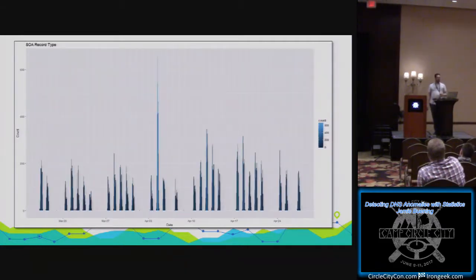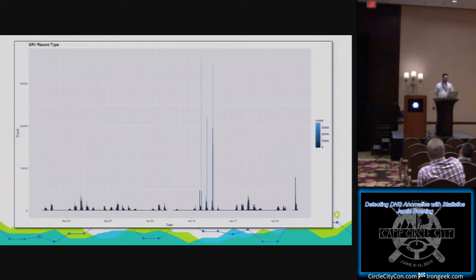Took individual plots of a couple of those just to see them a little better. The SOA record type here, we can see, yeah, definitely we've got something that's out of the ordinary on this day. We might want to look into it, see if it was just some sort of regular business cycle or if it was something odd going on. And then this is just a bigger plot of that service record type, where we've got probably 3 kind of in the middle there, maybe 1 on the end.